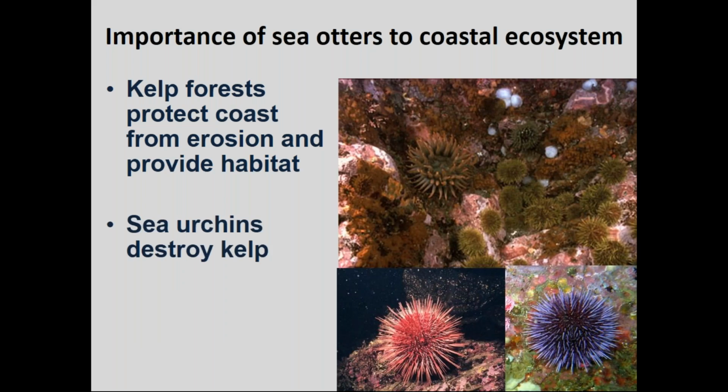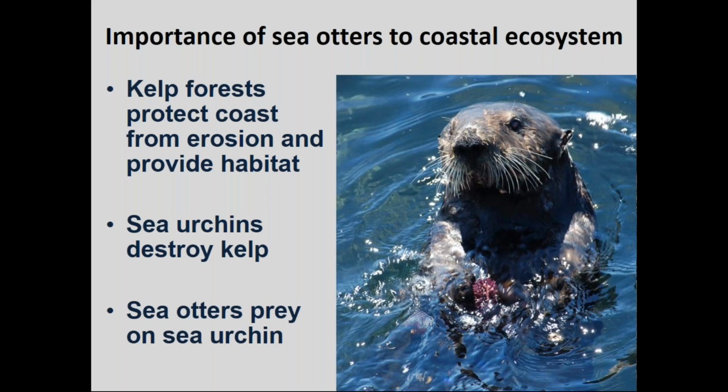Where the sea urchin comes in is that it preys upon kelp, and sea urchins will destroy kelp forests quite rapidly in the absence of sea otters, which prey on sea urchins. So that is one way in which the sea otter helps to maintain the integrity of that ecosystem, by keeping the sea urchin population in check.